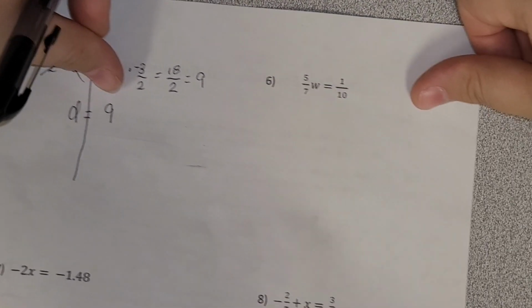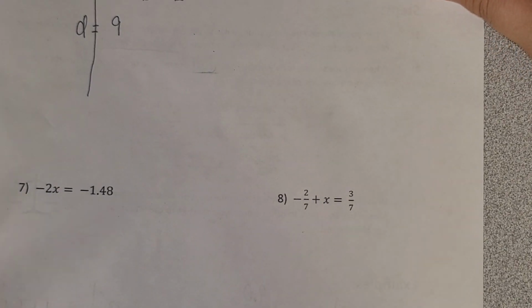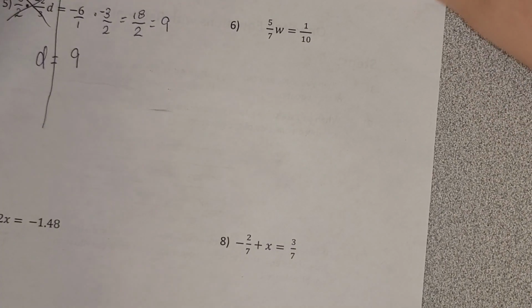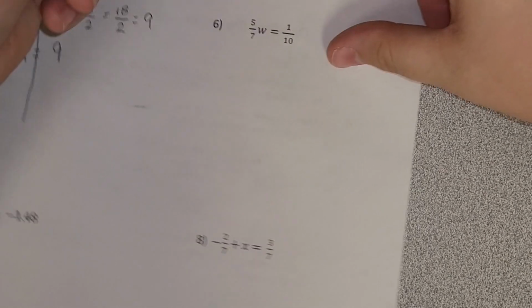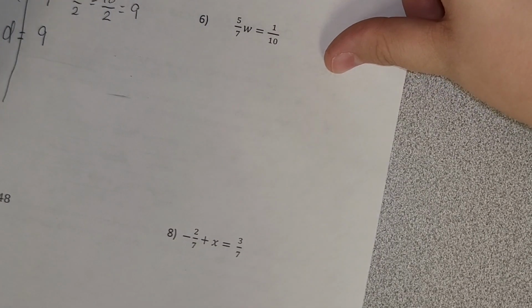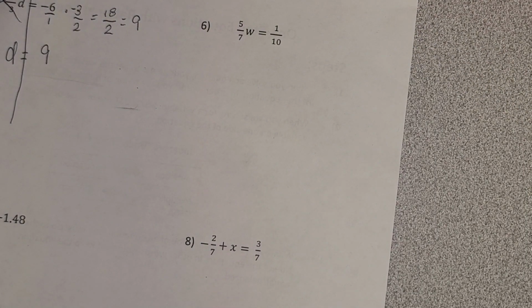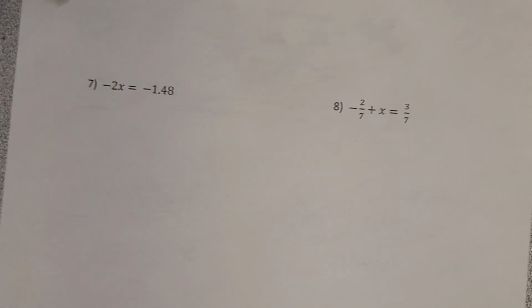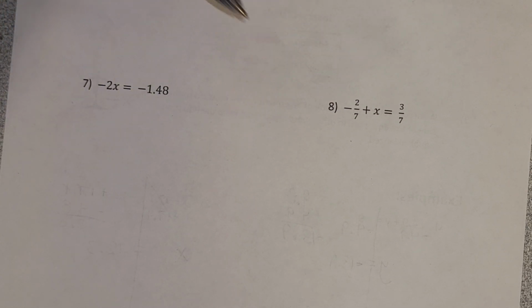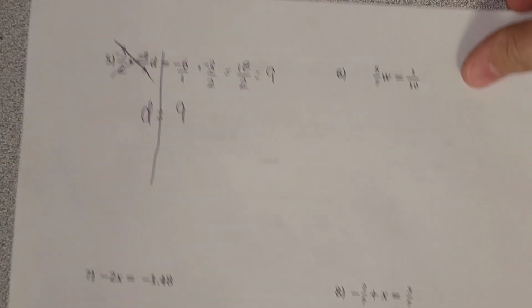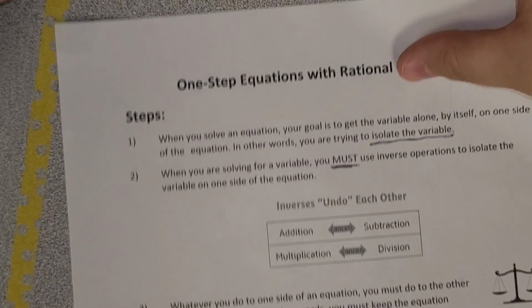All right, I would like you to try your best on number 6, 7, and 8. Remember, we are doing the same thing. Right here, you've got 5/7, multiply by the reciprocal. Make sure you're paying attention to your decimals and your fractions and your signs.